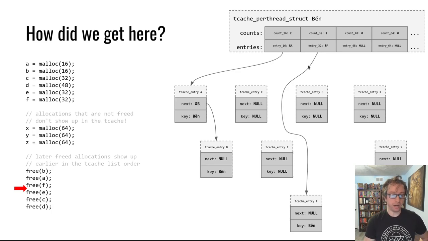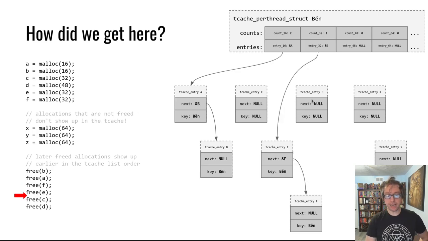Cool. All right, then we free E, same thing happens. So count is now 2, E is now at the head of the list, E points to F. When we free C, now the count is 3. These are all 32-byte allocations. The head of the list points to C. That was the most recently freed thing.